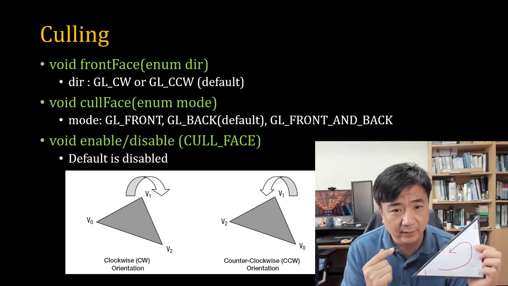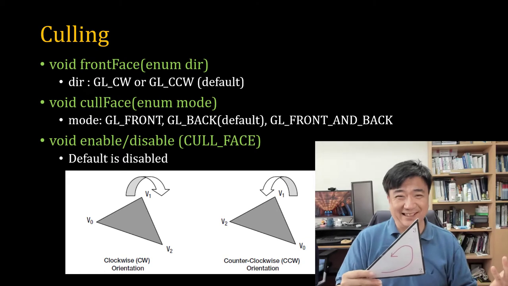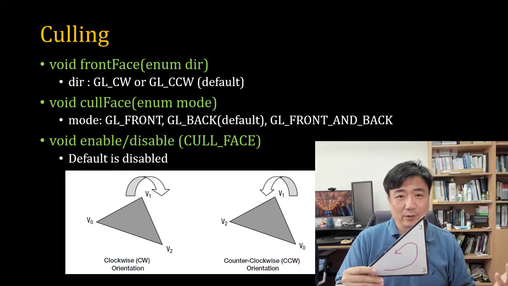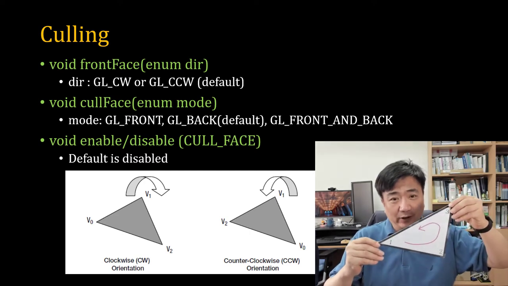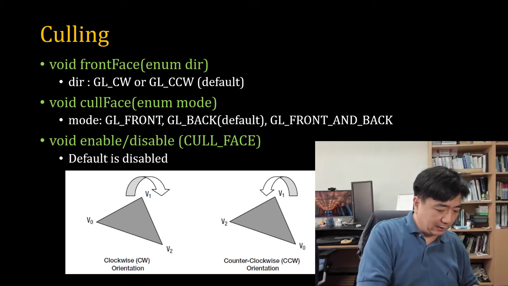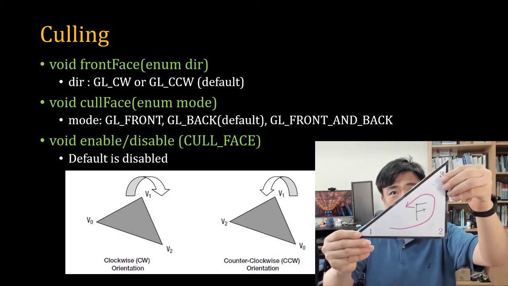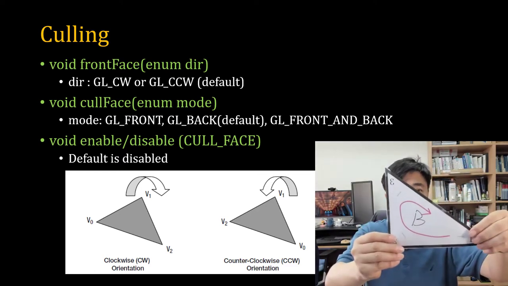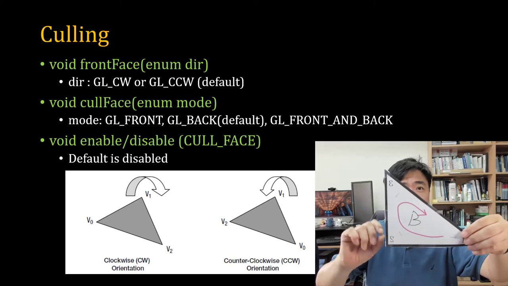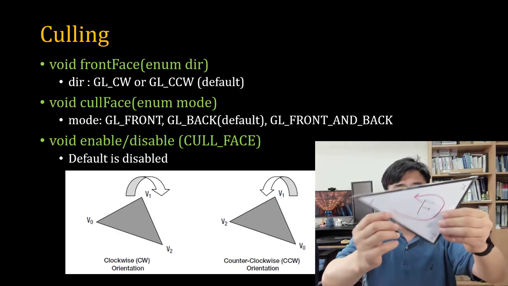Then we need to define what the front face is. If we define a triangle with this shape, then there is also a back face. I say this one is front, this one is back. This triangle is the front face, this triangle is the back face. Same triangle defined with the same 3 vertices, but it has a different facing, front face or back face.